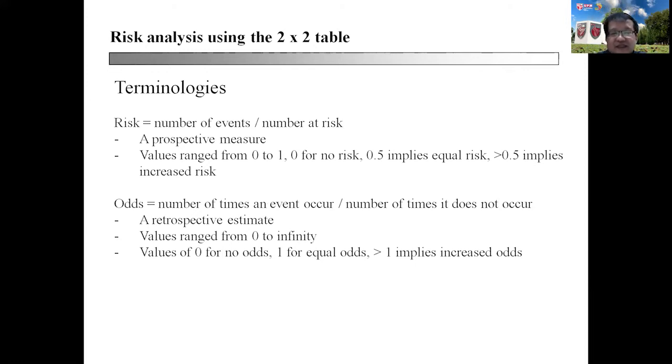So now let's look at risk analysis using a 2x2 table. Before we begin, we need to understand the fundamental terminologies. There are key differences between risk and odds. Risk denotes the number of events over the number at risk, and it is a prospective measure looking forward into time. Whereas odds is the number of times an event occurs over the number of times the event does not occur, and it is largely a retrospective estimate.